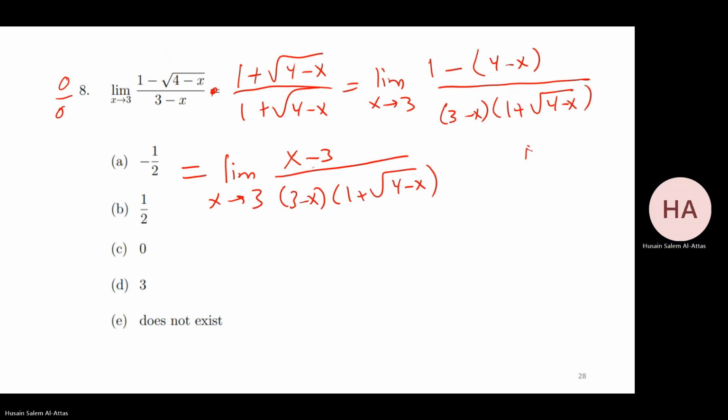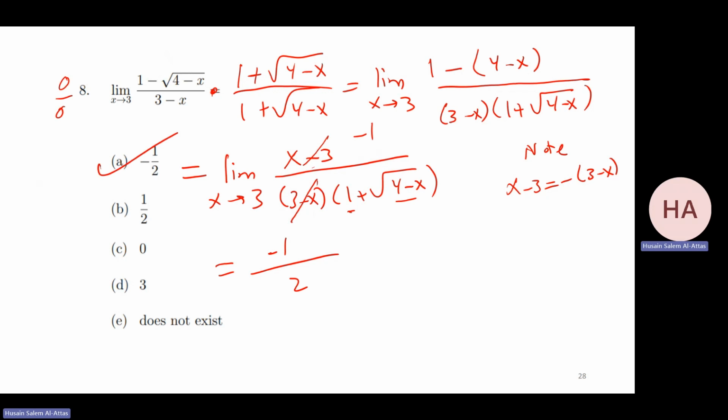Note, x minus 3 is the same as minus of 3 minus x. So if I cancel this with this, I need the minus 1 here. Now substitute: minus 1 over 1 plus the square root of 4 minus 3, the square root of 1, minus 1 over 2, which is minus 1 half.